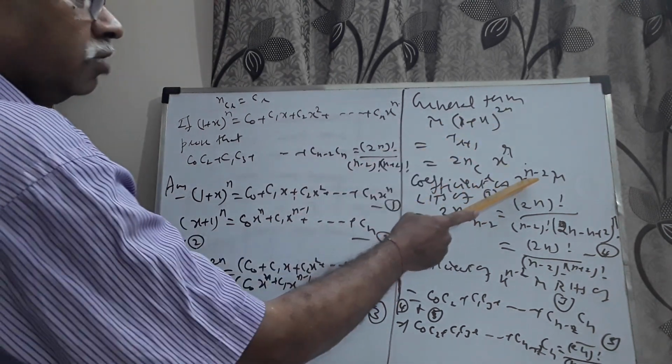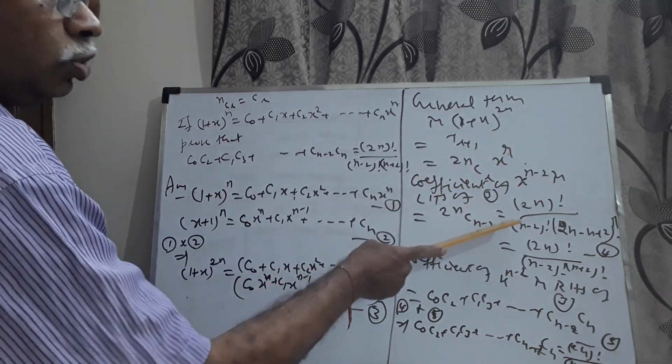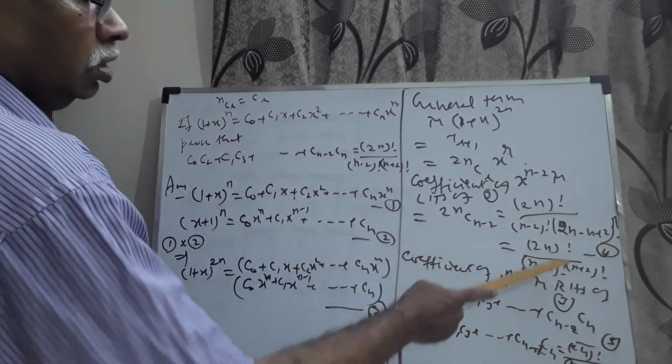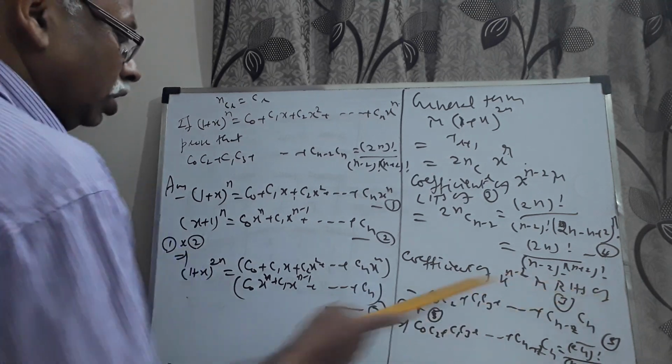Now therefore the coefficient of x^(n-2) in LHS of 3 here will be, the power is n-2, therefore 2n C (n-2). 2n factorial by (n-2) factorial, (2n - n + 2) factorial, 2n factorial by (n-2) factorial, (n+2) factorial. Now the coefficient of x^(n-2) in RHS of 3.